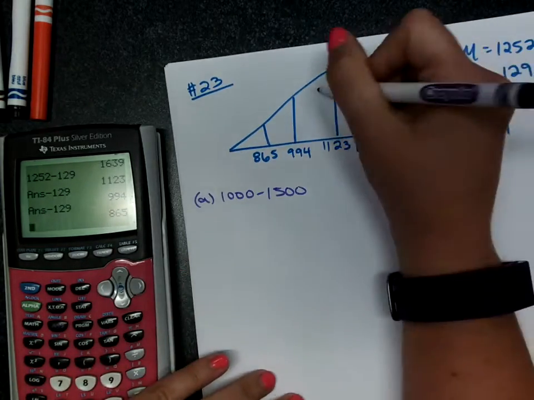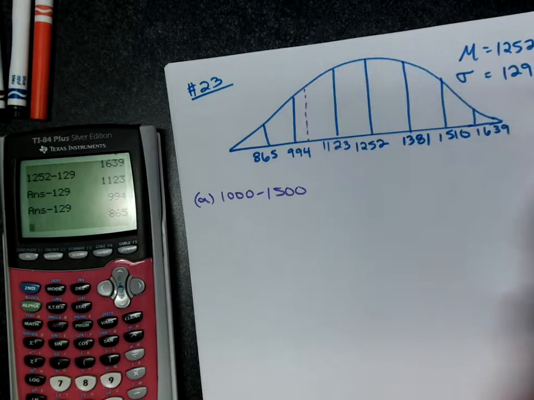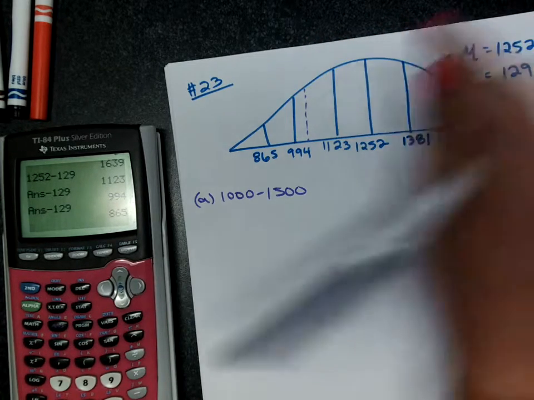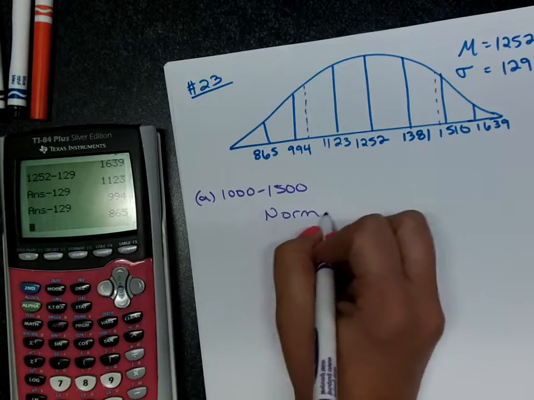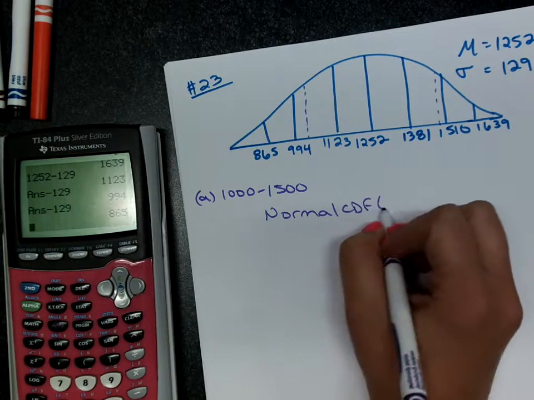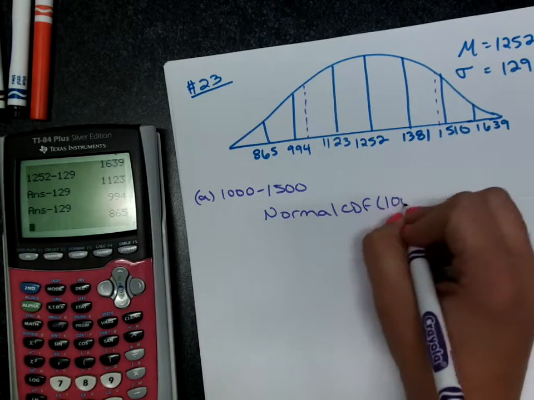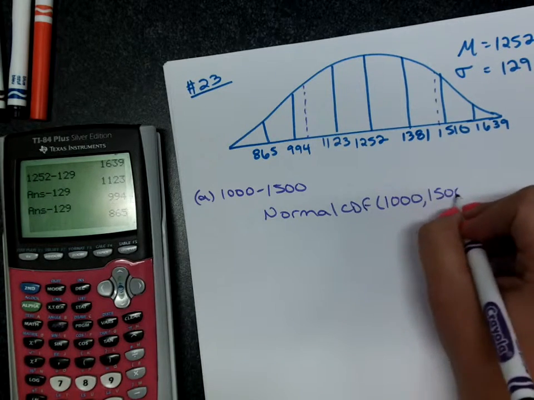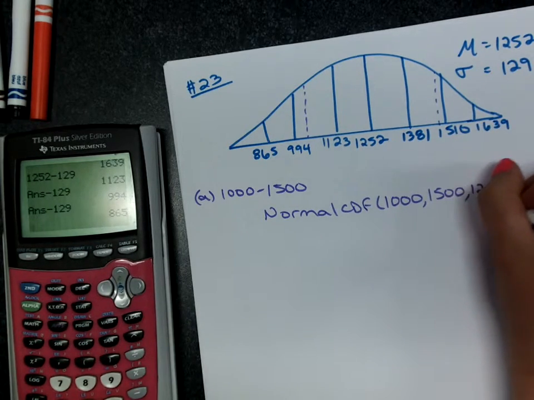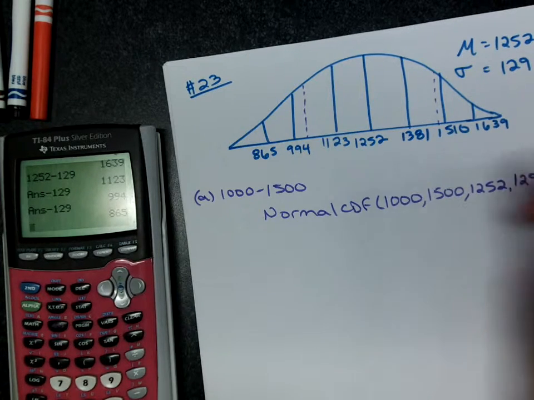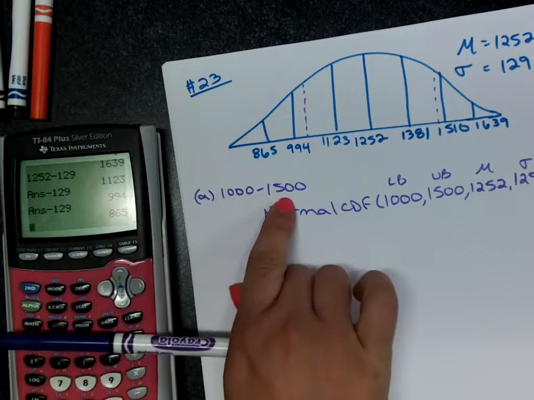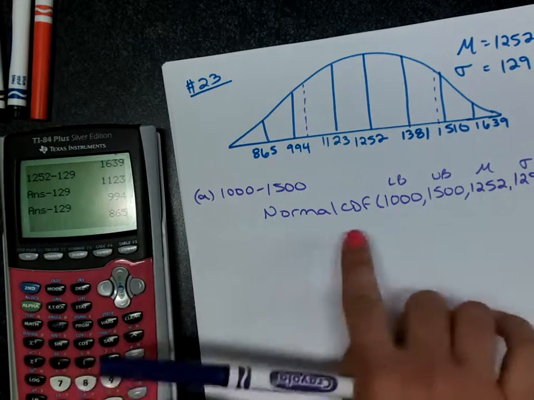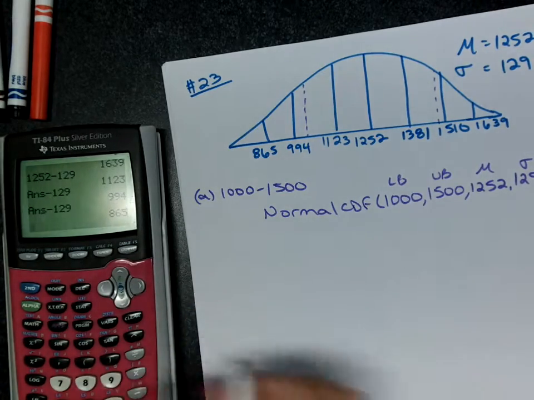Now kind of visualizing this, 1,000 is going to be somewhere here, and 1,500 is going to be somewhere up here. So that's a very big range that we're going to be using. You can use the chart or you can use normal CDF in the calculator. Your lower bound would be 1,000. Your upper bound would be 1,500. Your mean and your standard deviation. So it's always lower bound, upper bound, mean, and standard deviation. You could get a z-score for 1,000 and a z-score for 1,500 and look them up in the chart, but that would take a really long time. You can just use your calculator.